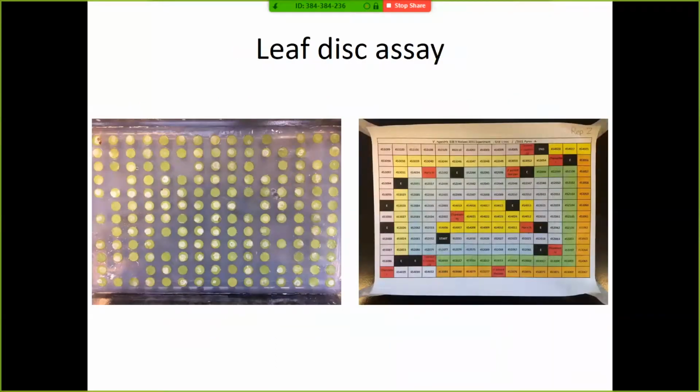And so the particular assay that we use is a leaf disc assay. Basically, we took leaves from the field, made leaf discs, and plated them on an agar dish, and the leaf discs corresponded to genotypes shown in the grid here.